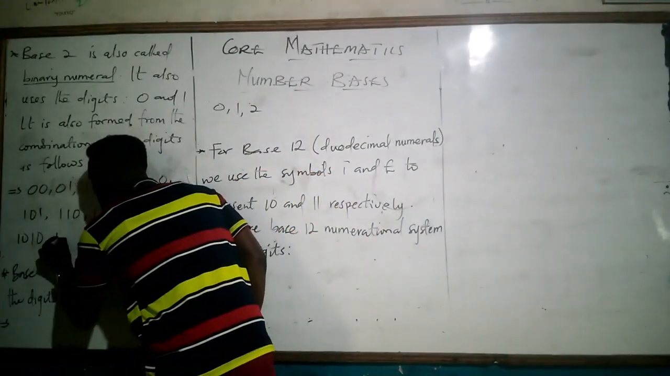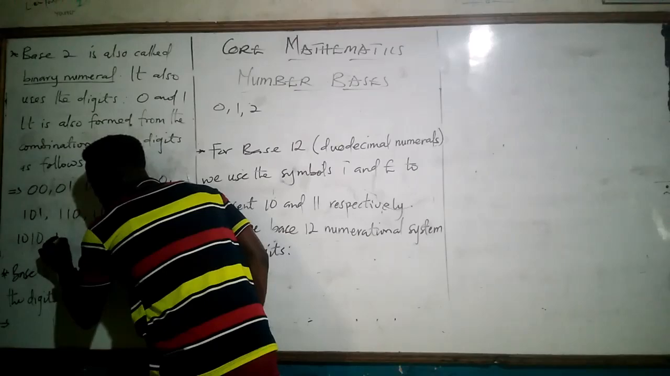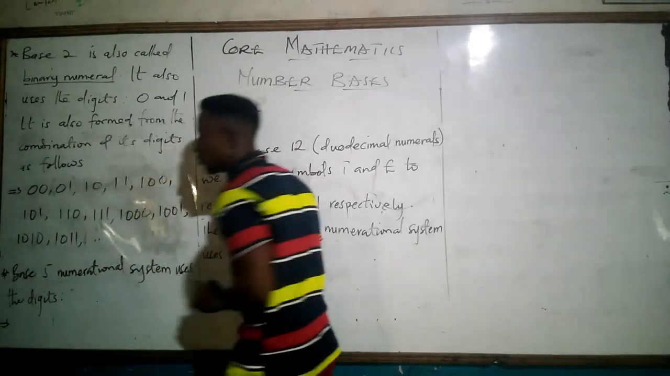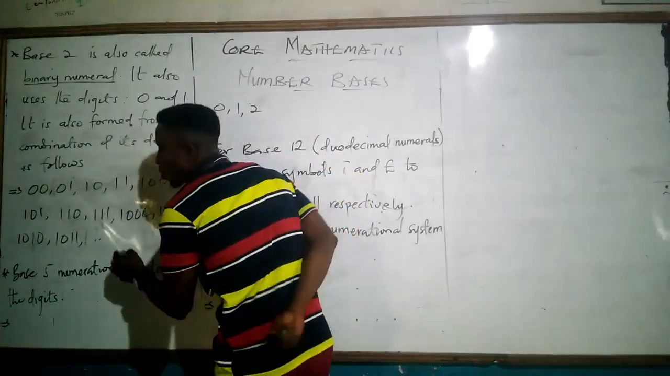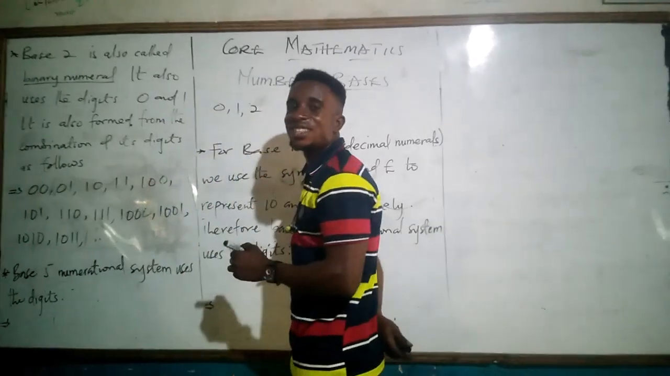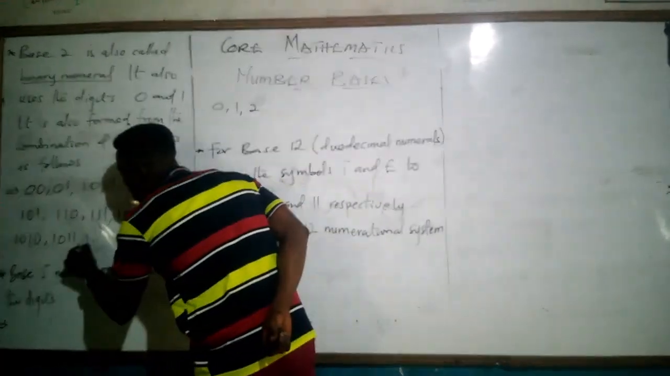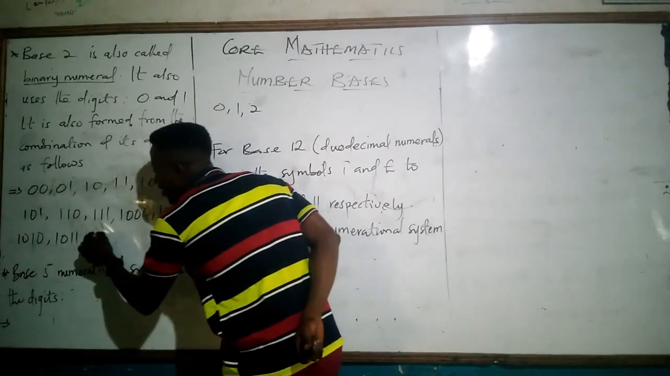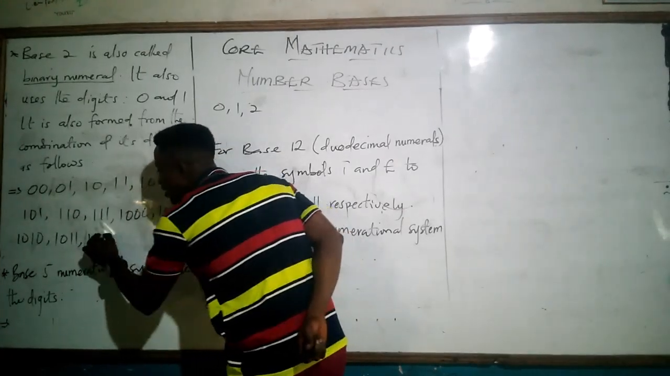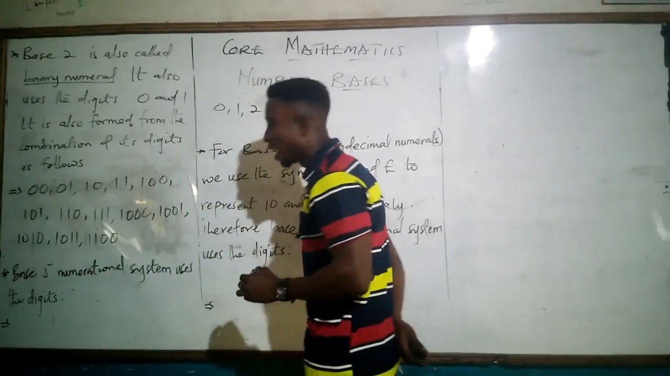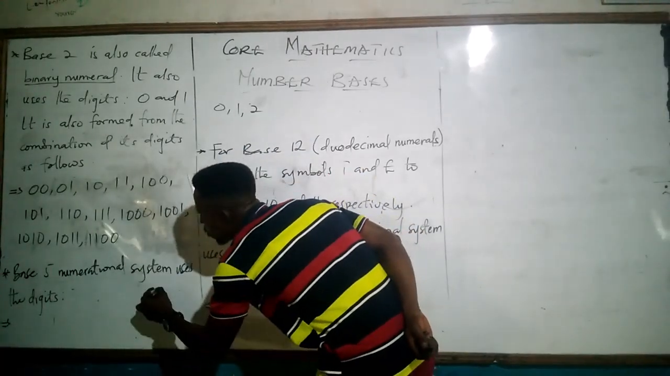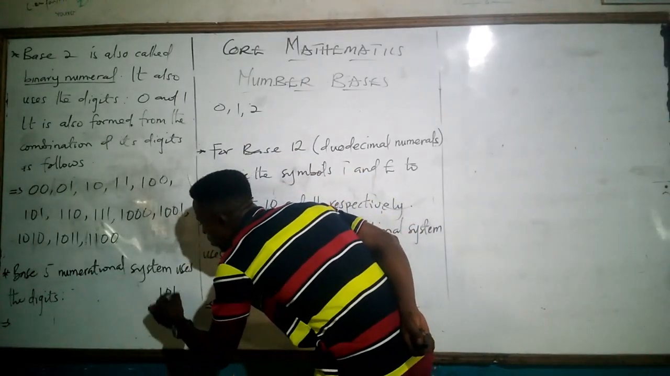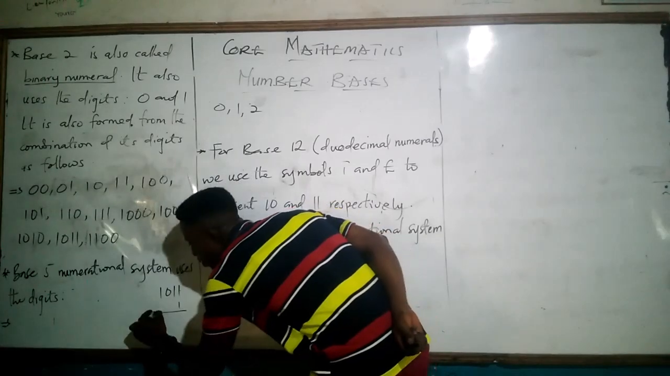So 1, 0, 1, 1. Then the next one is what? Can I write 1, 1, 0, 0? That is, I'm going to have 1, 0, 1, 1. Adding 1 to this.